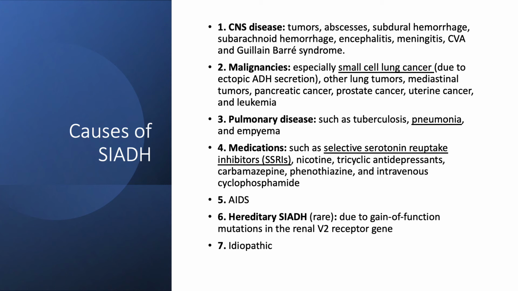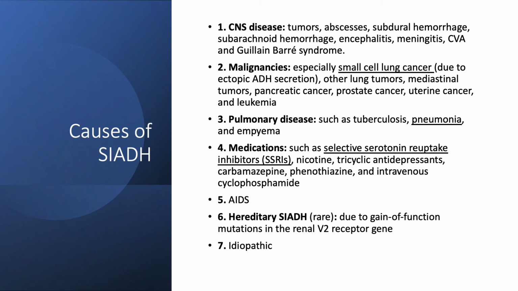CNS disease like tumors, abscesses, meningitis, Guillain-Barré, stroke, subarachnoid hemorrhage, malignancy, especially small cell lung cancer. I underline that, okay? Don't forget that. This is very important, okay? And in that type of cancer, there's ectopic ADH secretion. Other lung tumors, mediastinal tumors, prostate cancer, etc.